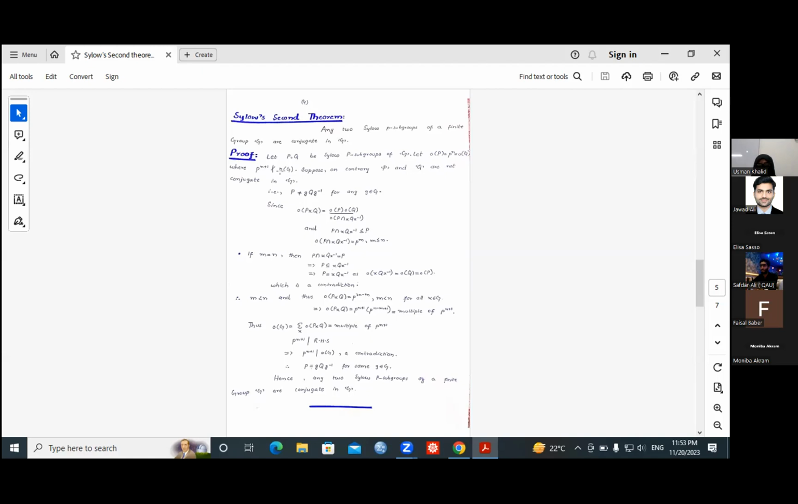Now we have two possibilities. If we take m equal to n, then we have a contradiction, because here we have P equal to xQx inverse, but we have supposed that P and Q are not conjugate. So here we find x such that P equals xQx inverse, which shows that P and Q are conjugate, but we have supposed that P and Q are not conjugate. So it means that m is less than n. And from the order of the equivalence class, we find that the order of PxQ equals p raised to the power 2n minus m.